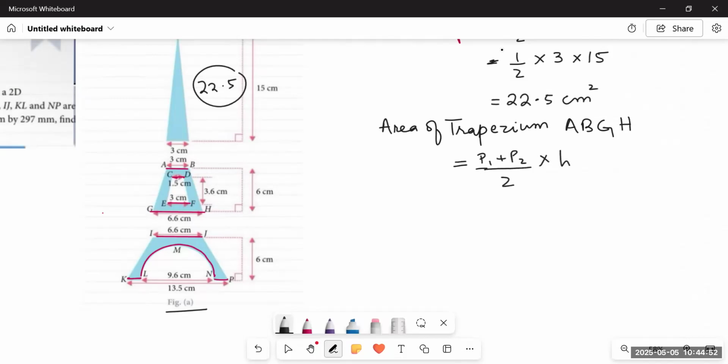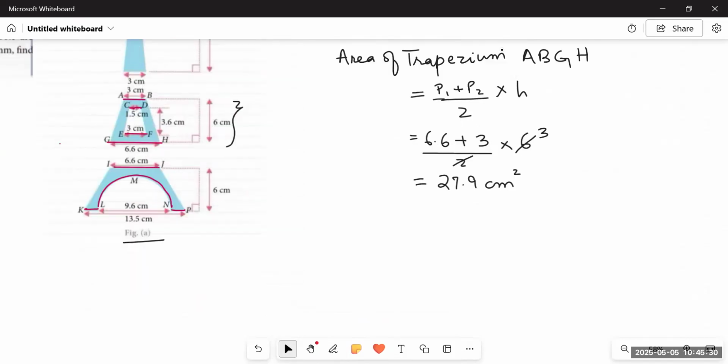multiplied by height. So what is P1? We will take P1 as 6.6, P2 as 3, which is the same length as the previous triangle, upon 2, multiplied by height. Height is given as 6 centimeters. This is the height. So we can cancel it with this one. Now we will add 6.6 with 3. We will get 9.6, multiplied by 3 equals 27.9. So the area of this trapezium outside as a whole is 27.9 centimeters square.